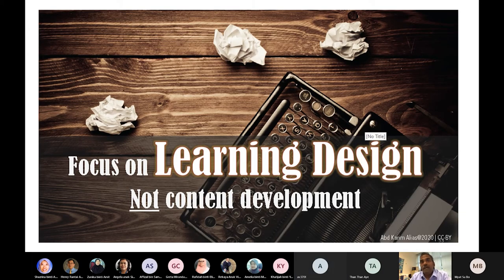Now, to me, you can employ different models, whatever method, but at the end of the day, the focus is on the design of the way you're going to present your materials. It's not about content development. While having the break earlier, we had a short discussion regarding this. Somebody asked a very relevant question. It's not about you feeding back everything that you want to teach them during the online learning, but more about you guiding them to find out whatever materials you want them to learn. So the learning design is more important than the content itself.